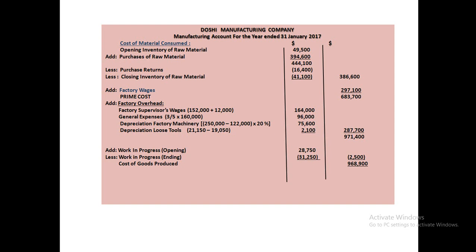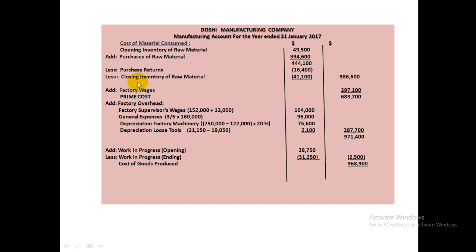We know that there are four main parts in a manufacturing account. The first one is to calculate cost of material consumed. It will be calculated by taking opening inventory of raw material, adding purchases of raw material, subtracting the purchase return of raw material from this answer, and subtracting closing inventory of raw material from this answer. The final amount which we get is our raw material consumed.